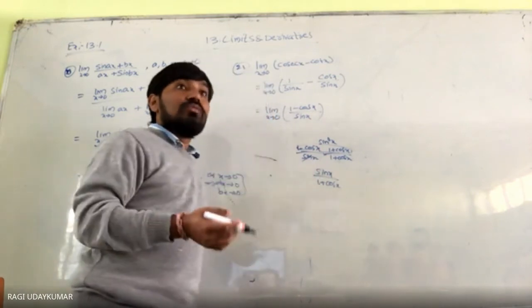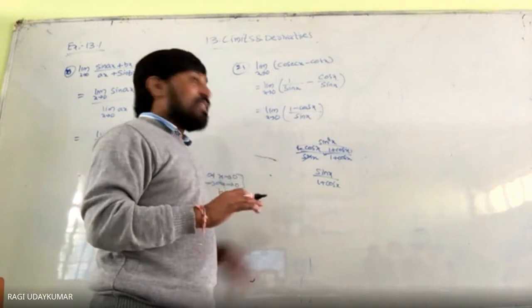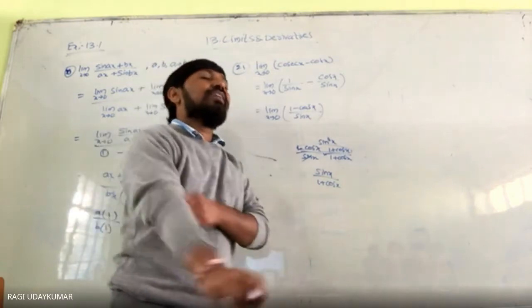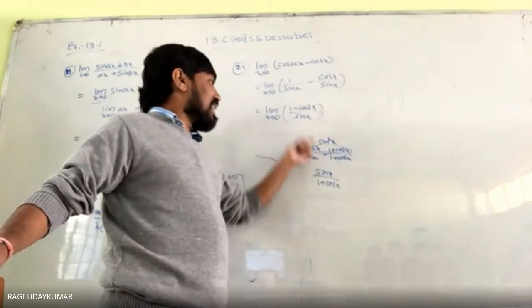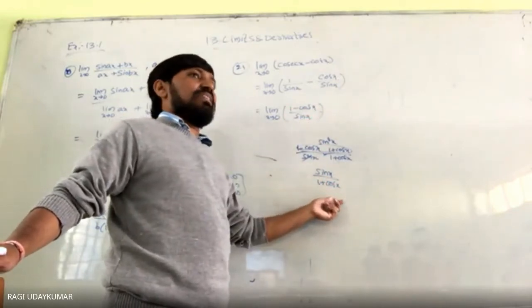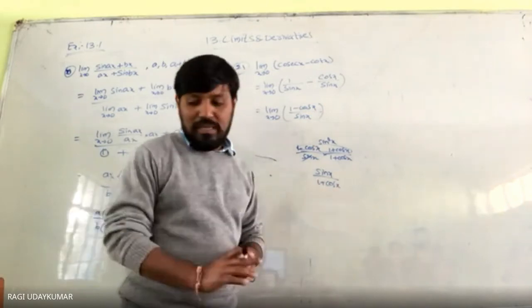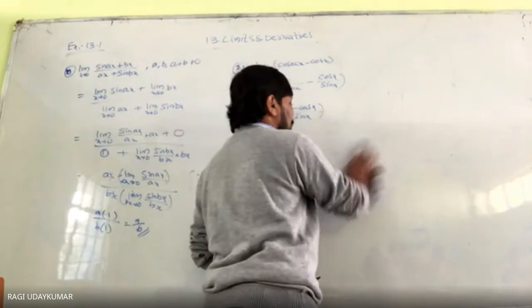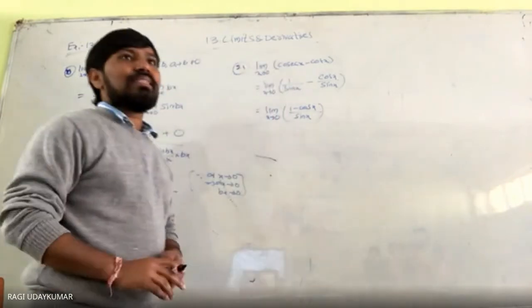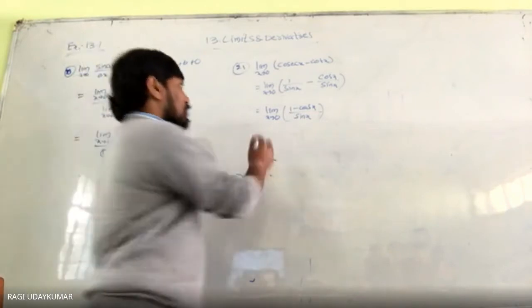Then what can you do? See, this is simplification. Previously you have solved this: prove that 1 minus cos x by sin x equals sin x by 1 plus cos x. Then you will do like this. In trigonometry normally, our intention is to convert everything into sine, because it is better. 1 minus cos x can be written as 2 sin square x by 2.